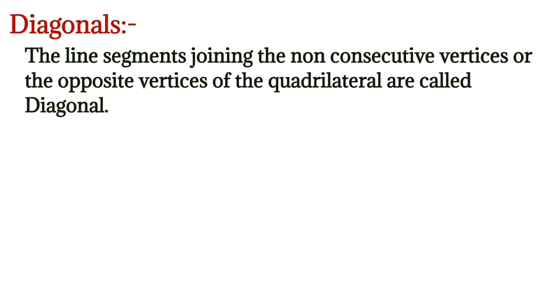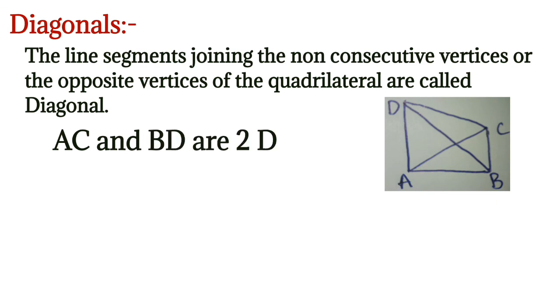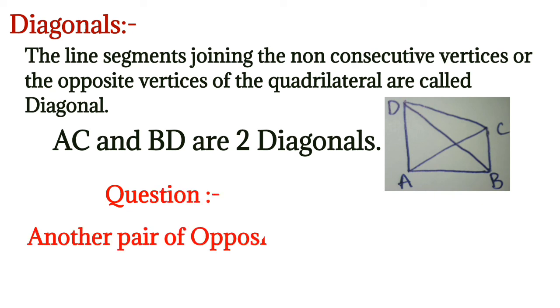Suppose here quadrilateral ABCD is there. A and C are opposite to each other. B and D are opposite to each other. It means opposite points, opposite vertices. When we join these opposite vertices A, C and B, D, those lines are called diagonals. AC and BD are the two diagonals here. I hope you understood this topic.